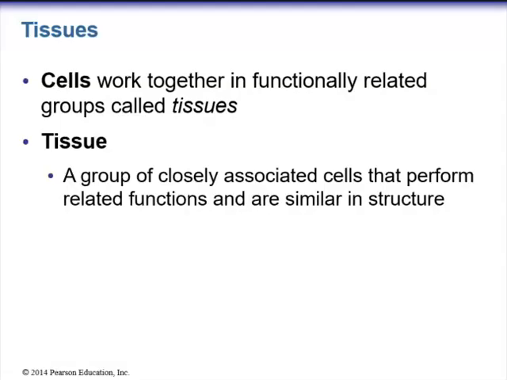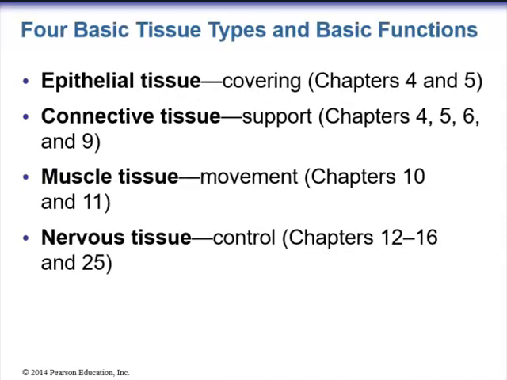We talked about the hierarchy or levels of organization within an organism the other day. So we know that cells work together in functionally related groups called tissues. Cells make up tissues, and tissue is defined as a group of closely associated cells that perform related functions and are similar in structure. There are four basic tissue types and basic functions.